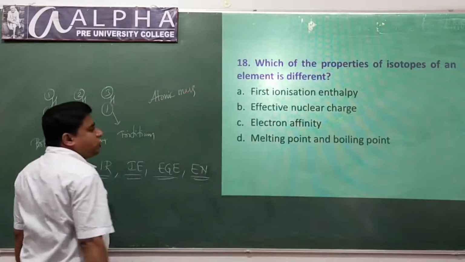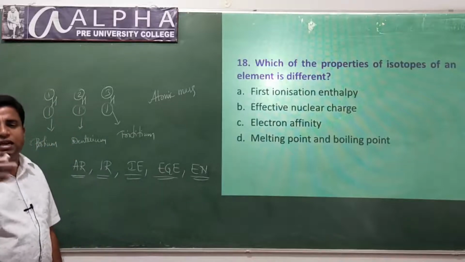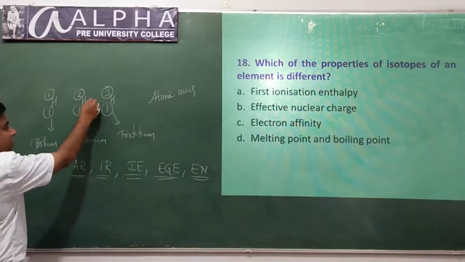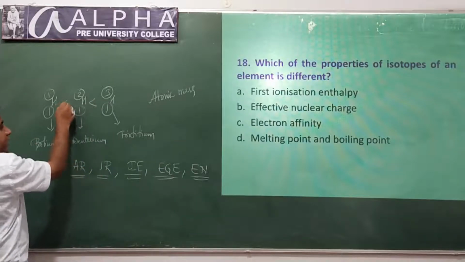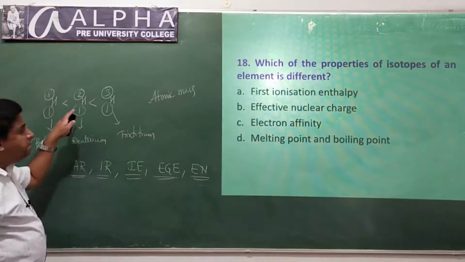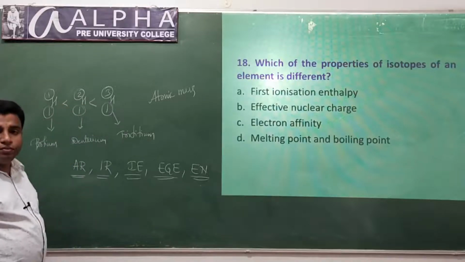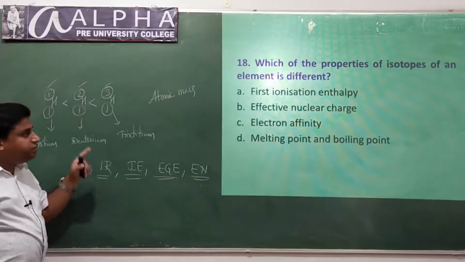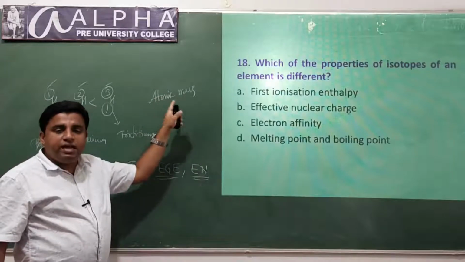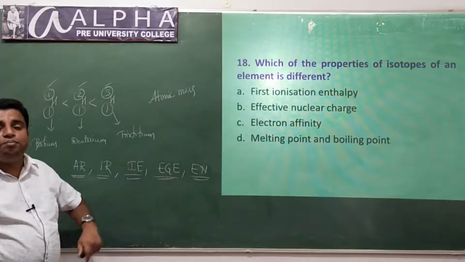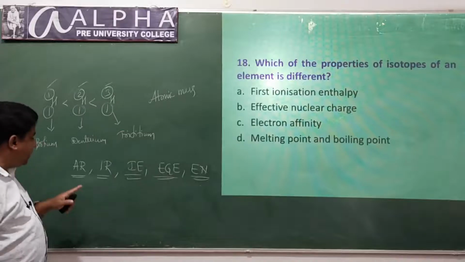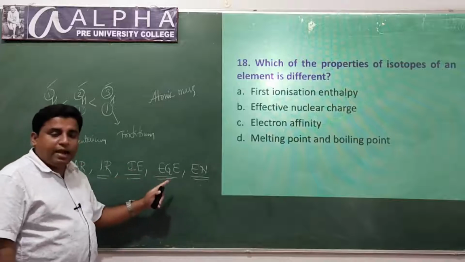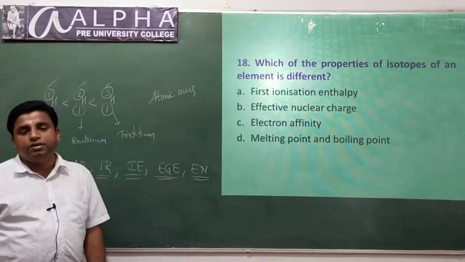If they have different atomic mass, their certain physical properties will vary, like melting point and boiling point. I can say tritium will have more melting point and boiling point than deuterium, and deuterium has more melting point and boiling point than protium. Since the mass number is different, they will have different atomic mass, and hence different melting point and boiling point. But their atomic radius, ionic radius, ionization enthalpy, electron gain enthalpy and electronegativity will be the same.